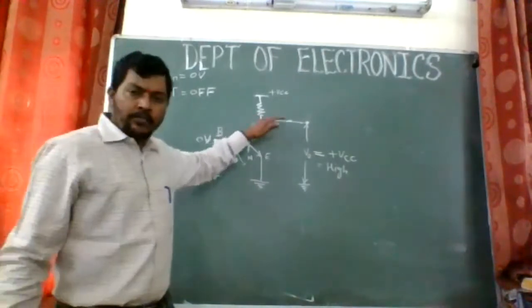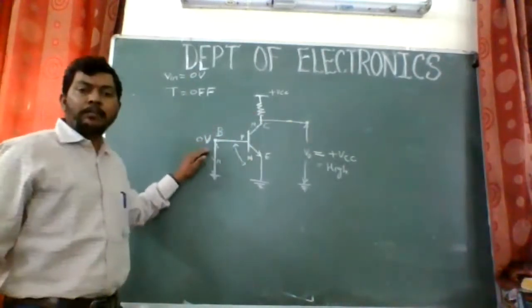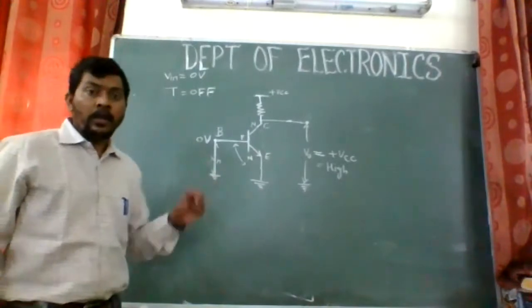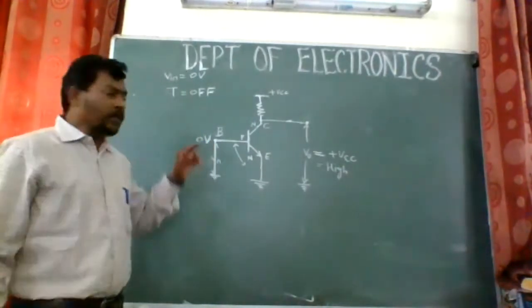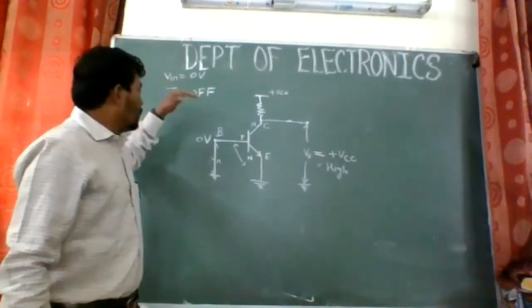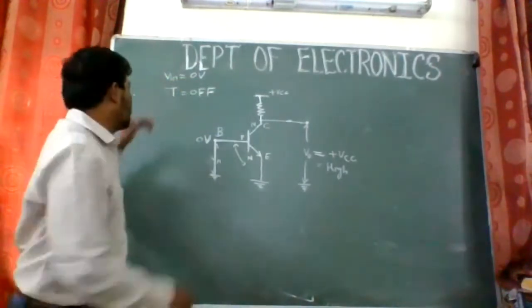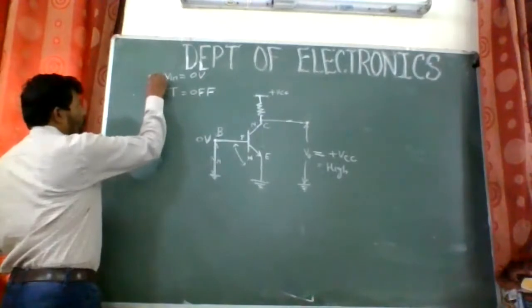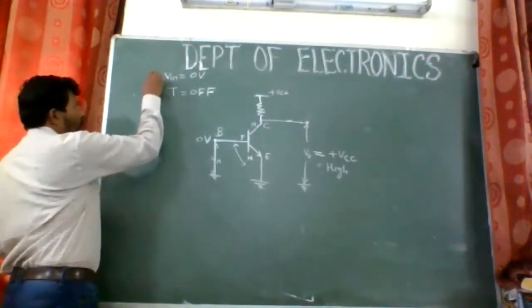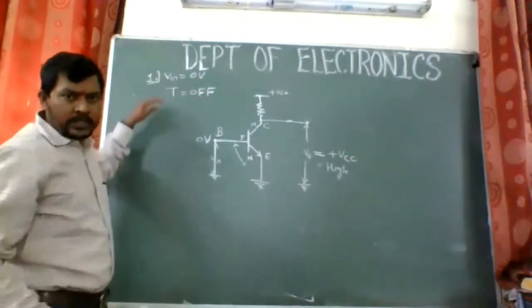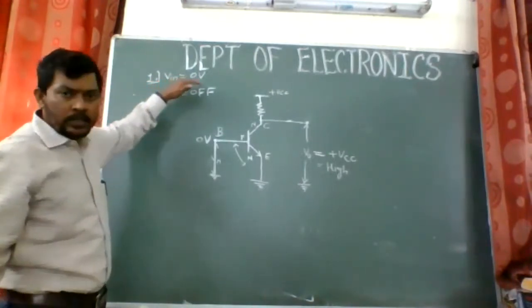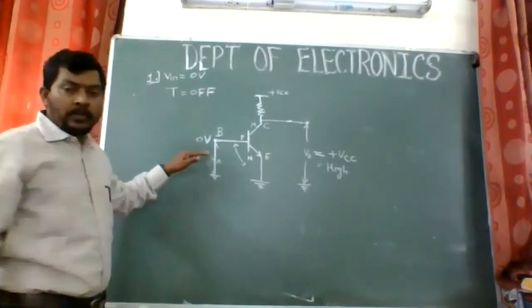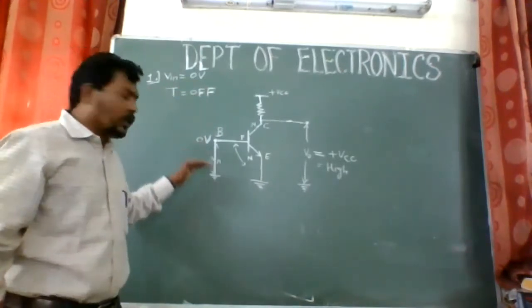The output is taken from the collector, the input is applied to the base. Here we are expecting only two situations for the input voltage. The first situation is that the input voltage is ground. This is the first situation, in which the input voltage is 0 volt. That means the base is given 0 volt.